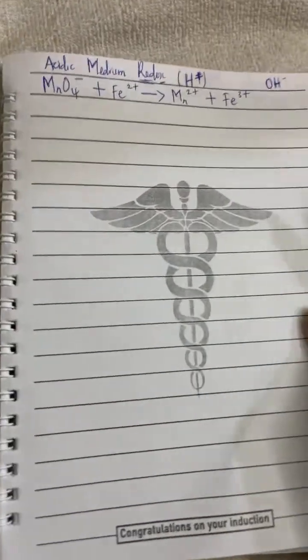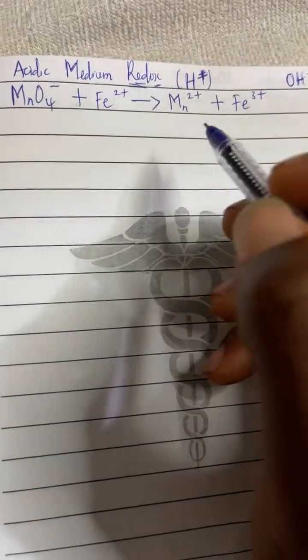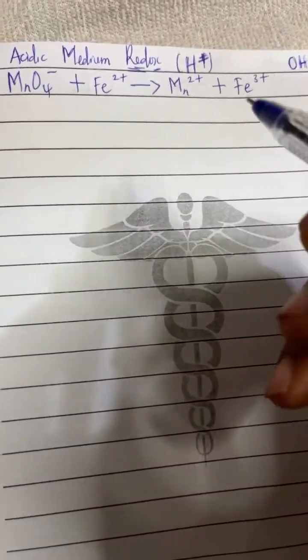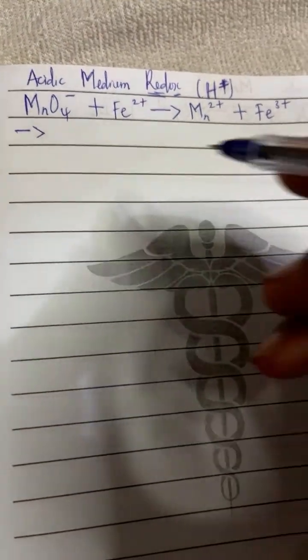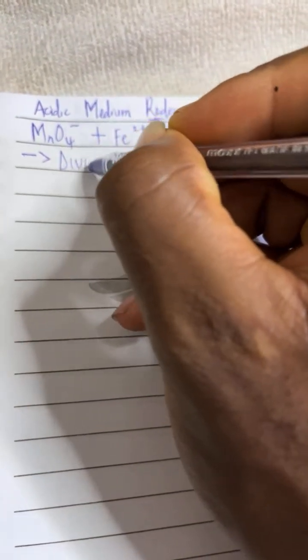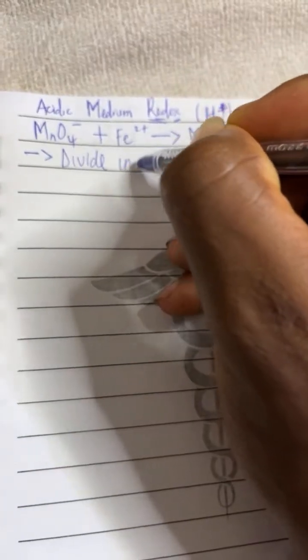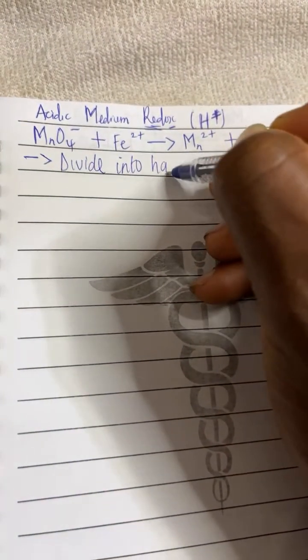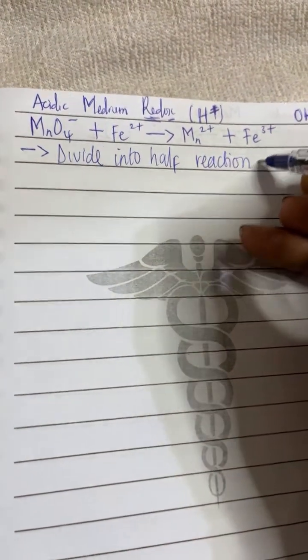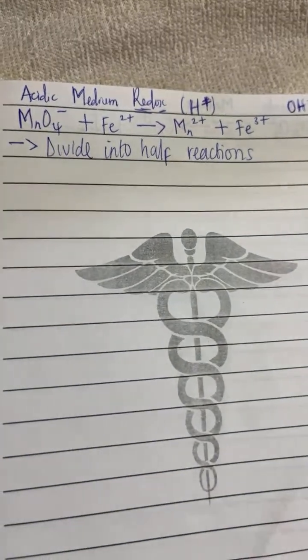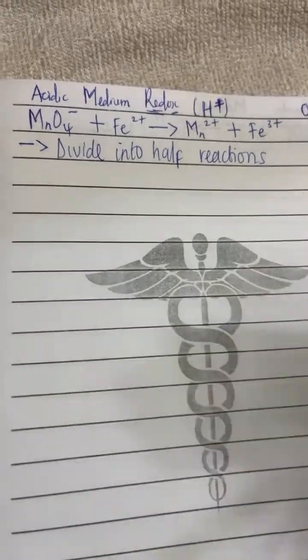So now, to balance a redox reaction. Are you people following me? To balance a redox reaction, the first step, I'm going to be writing the steps out. For the first one I'm going to be balancing, but for the next one, I'm not going to be writing the steps out again. The first one is to divide into half reactions. You divide them into half reactions, into oxidation and reduction.